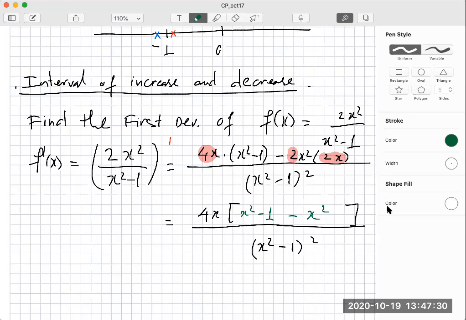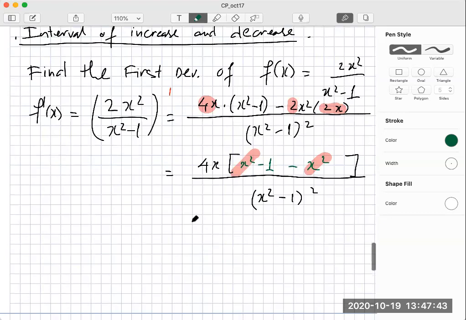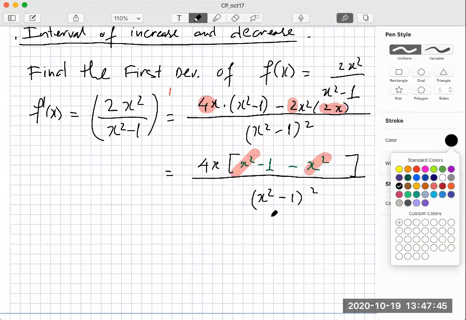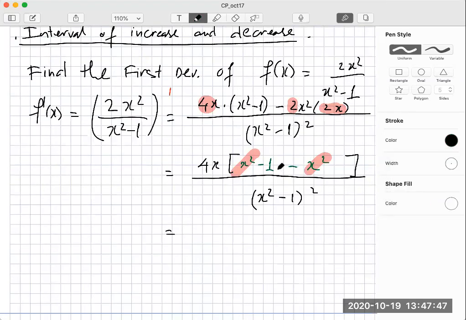Good job. So now x squared and then minus x squared, they cancel each other. And here is a negative number 1. So this term becomes negative 4x divided by x squared minus 1 squared, right? Good job.